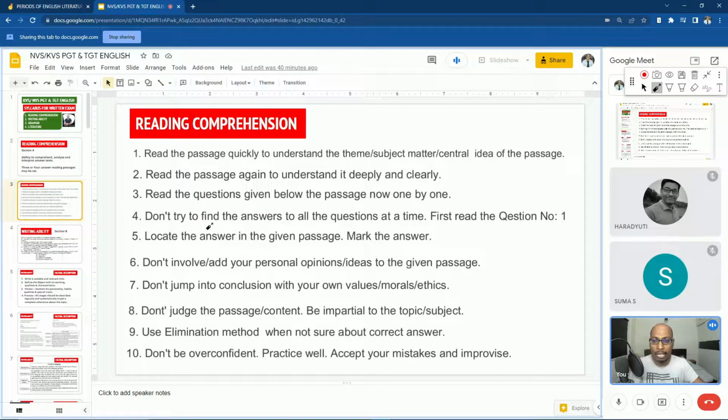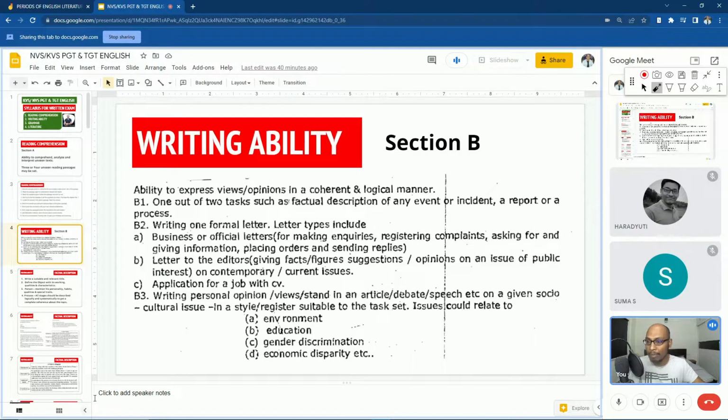There are 4 types of questions generally you are going to get under reading comprehension. First one is direct question. Second one is indirect question or background question. Third one is analytical question. Fourth one is vocabulary question. Under vocabulary, you may be asked antonym or synonym or one word substitute, or they may ask you noun forms or adjective forms. Then we completed the writing ability section.